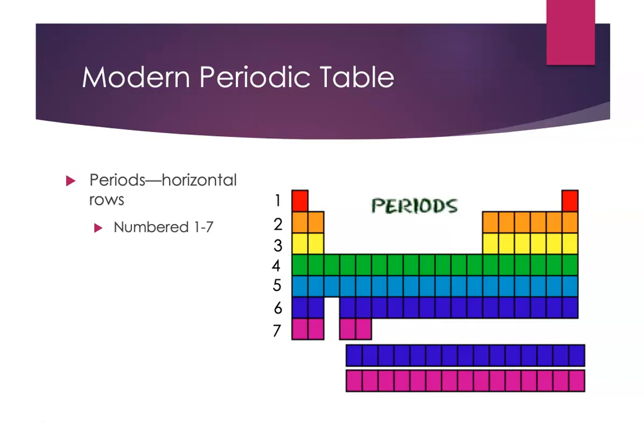The other thing I wanted to mention about the periods is that we have a regular pattern as we go from left to right across the period, where we have reactive metals to metalloids to nonmetals, and then finally gases that aren't reactive at all. So we have this pattern as we go from left to right.